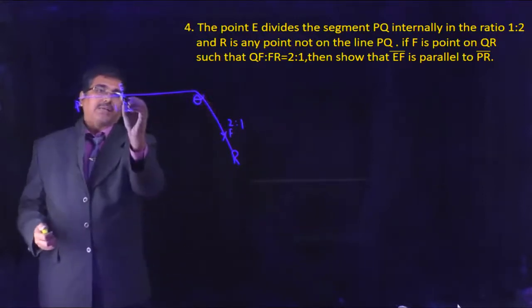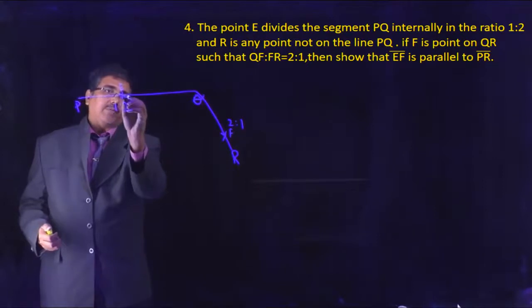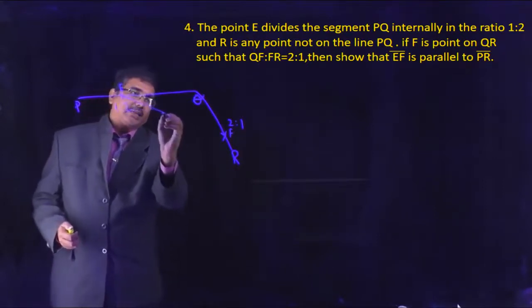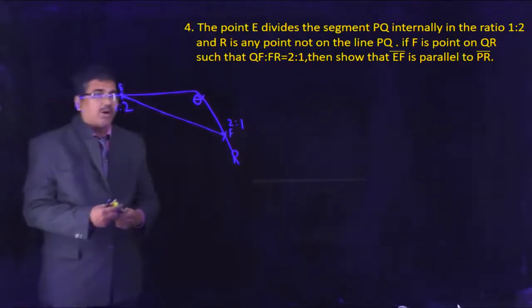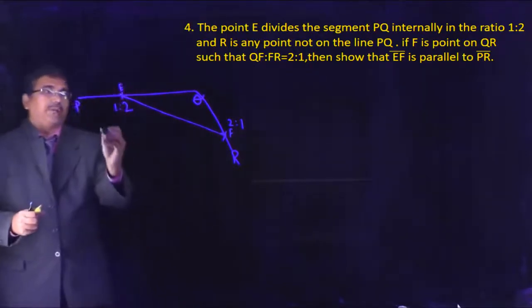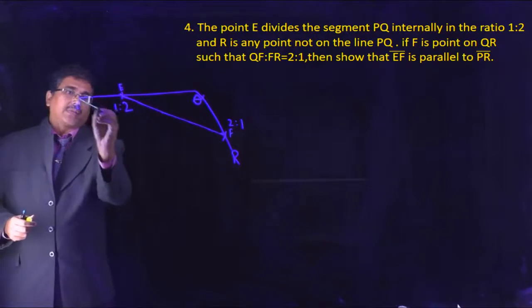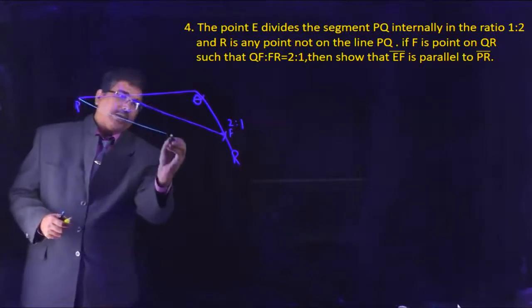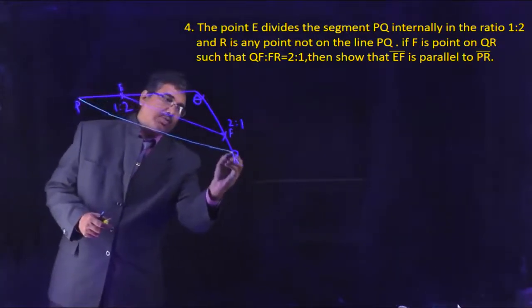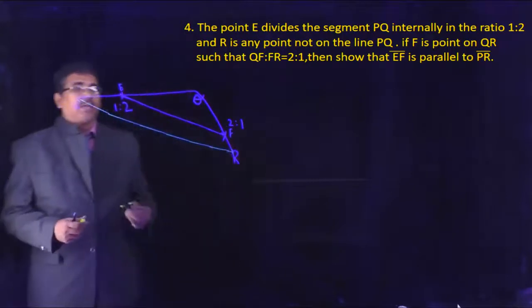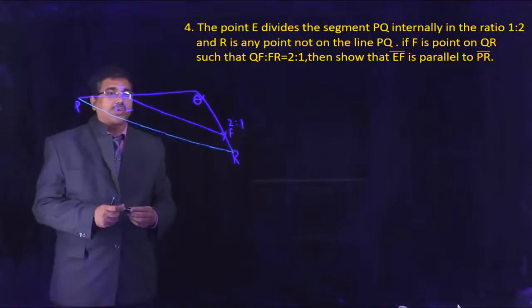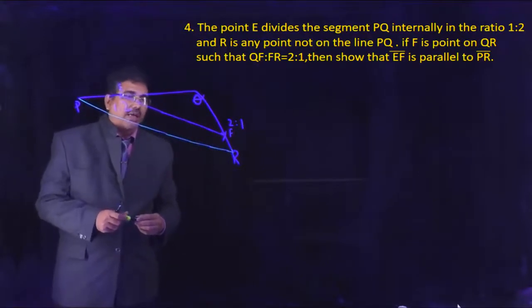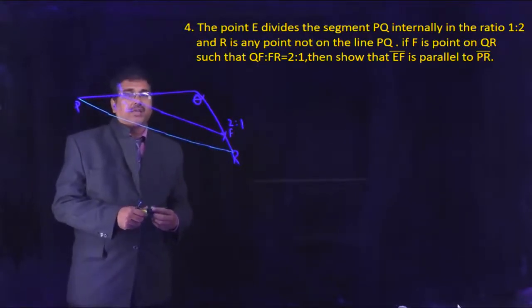This is EF bar, and this is PR bar. Show that these two are parallel. By using vectors, we have to show that the two vectors are parallel.